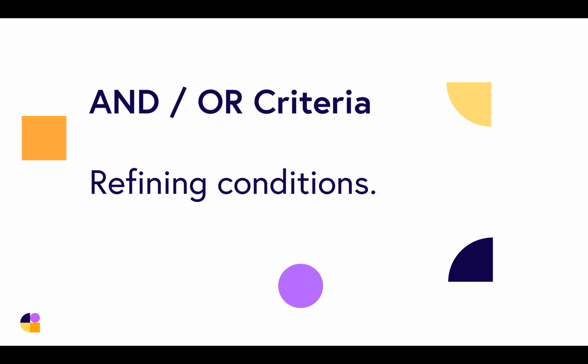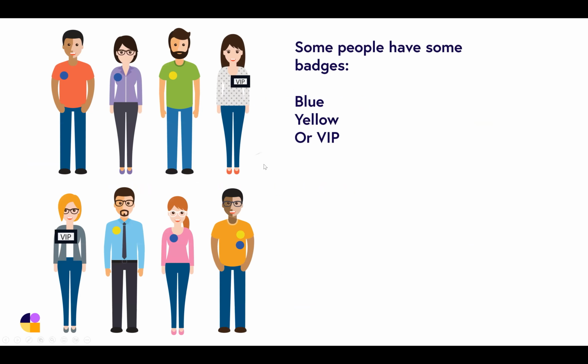If any people here are used to working with databases, this should sound familiar. I'm just going to use some example people. So we've got some people here and they've got some badges on. We've got some people with blue badges, some people with yellow badges, some people with VIP badges. And we've even got one person here who's got a yellow badge and a blue badge, who was obviously a bit greedy. We're going to use these badges to exemplify how we use and/or criteria within segments.